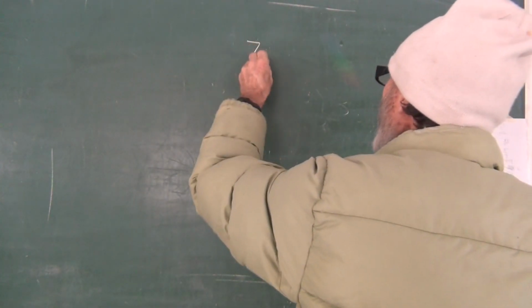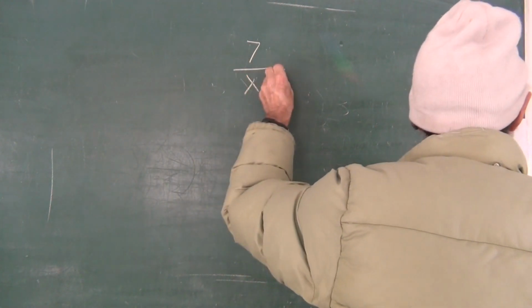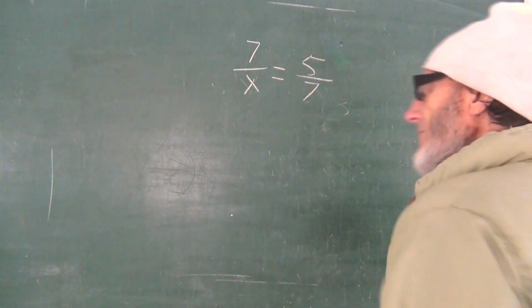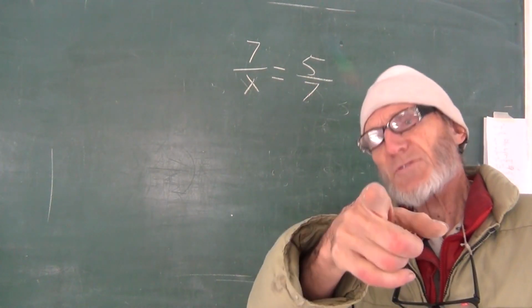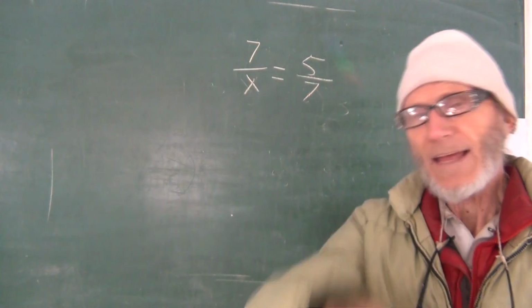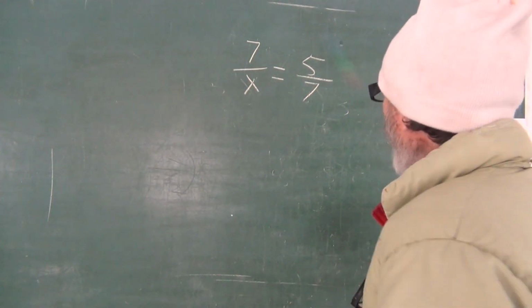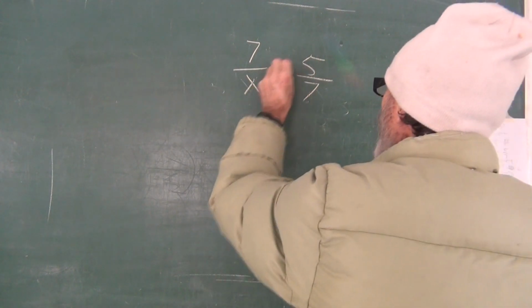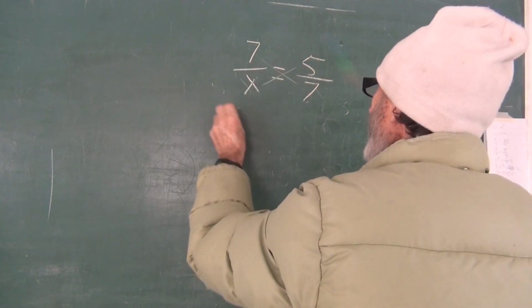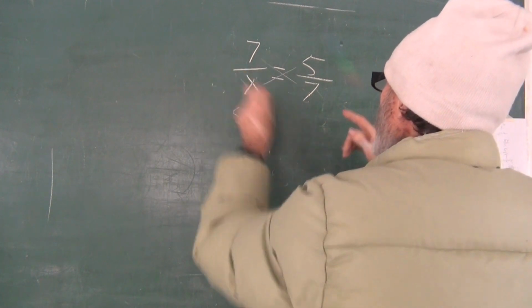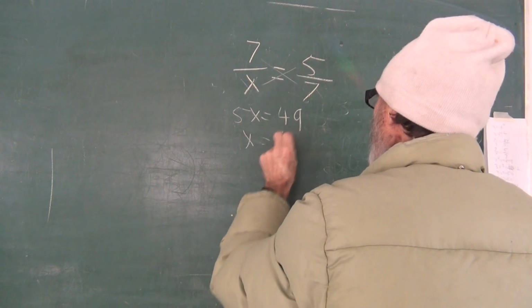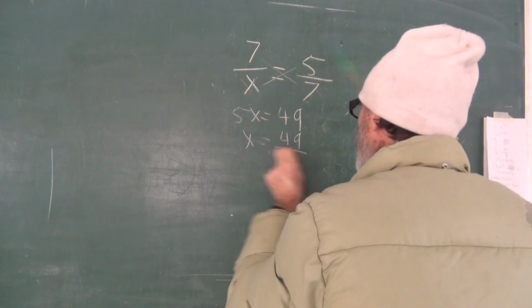Next problem is going to be 7 over x equals 5 over 7. Okay, now you write it out, you solve it. Stop the video and see what you get. Okay, well, let's see what we get here. Now, one thing we could do is cross multiply. So we have 5x equals 49. And then x would equal 49 over 5.